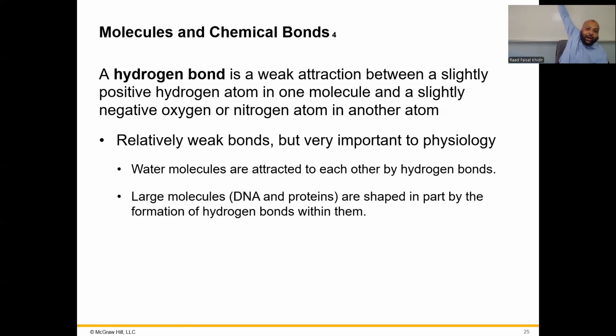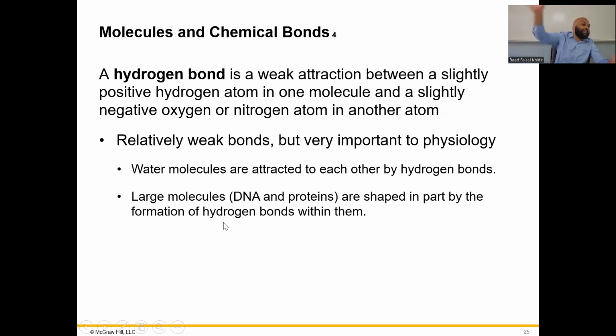So that hydrogen can now go and bind with a slightly negative oxygen or a slightly negative nitrogen of another compound. So the water molecules are attracted to each other by hydrogen bonds. We talked about that. And the large molecules of DNA and proteins are shaped in part by the formation of hydrogen bonds.